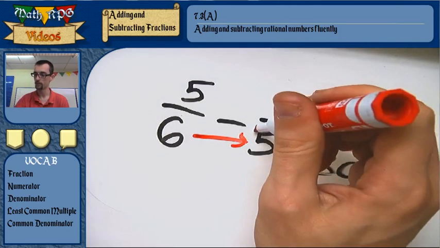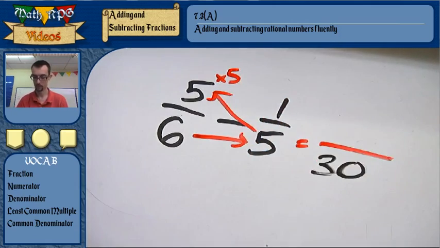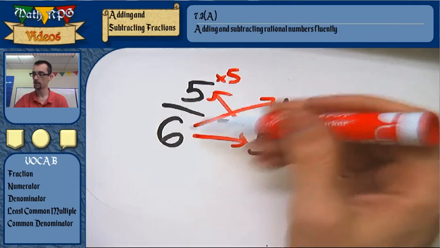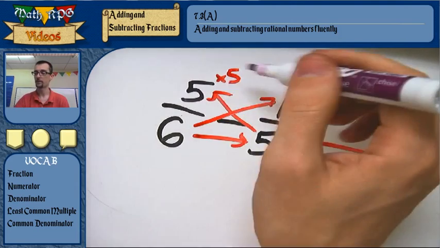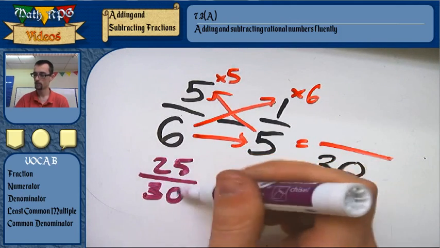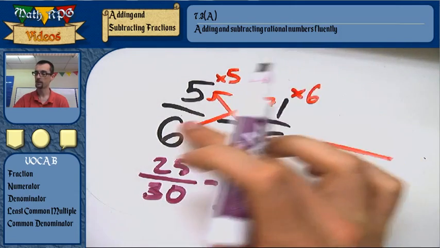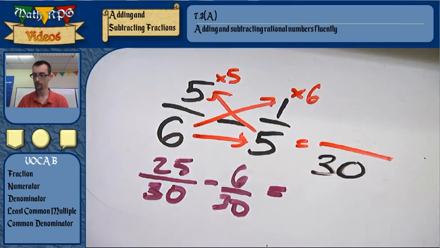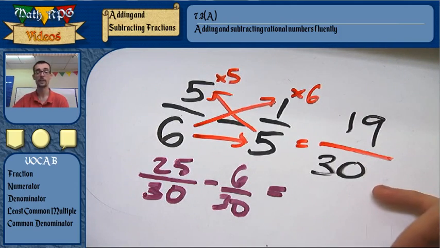You're going to have the 5 times 5. It's going to be 5 times 5 is 25, right? And the cross multiplying going this way, 6 times 1. And then whatever you get, in this case we get 25 30ths minus 6 30ths, right? 5 times 5 is 25, 6 times 1 is 6, and then I just subtract 25 minus 6, which in this case is 19. All right, that's my answer, 19/30ths. And I could reduce this, but in this case it's already reduced. It's already simplified, you can't go any further.